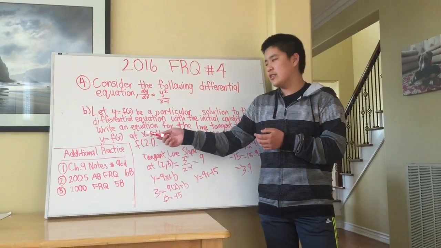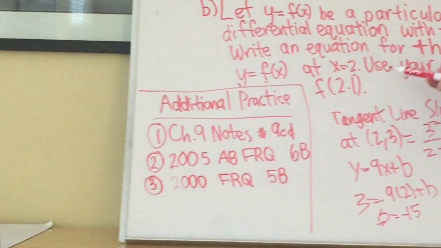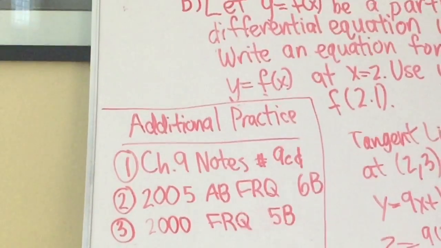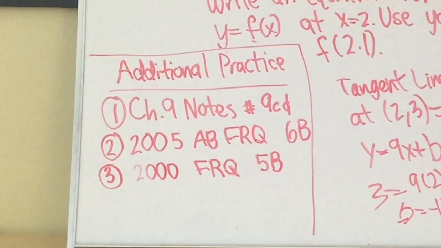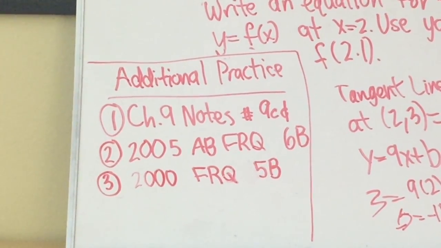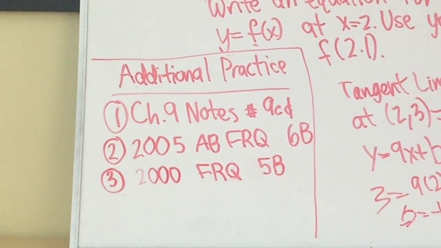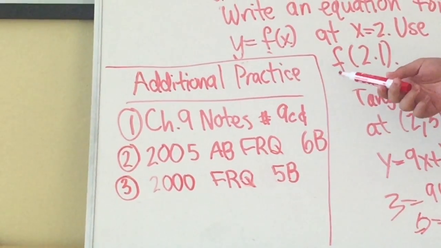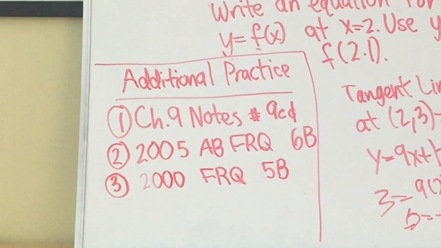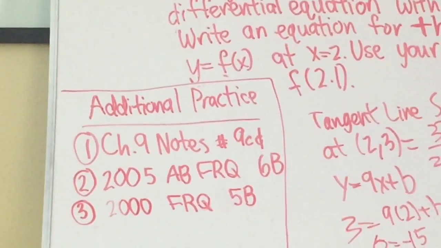For additional practice, you can check out Chapter 9 notes number 9 CD, which can be found on Mr. Shea's website, and the 2015 Calc AB FRQ number 6B, which can be found on the College Board website, and the 2000 AP Calc FRQ number 5B, all of which are great practice for this topic.